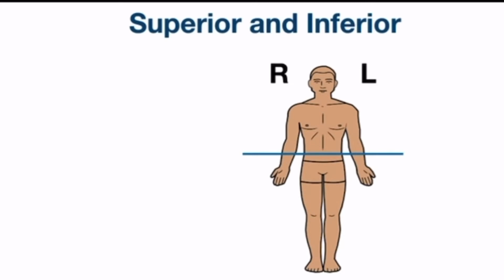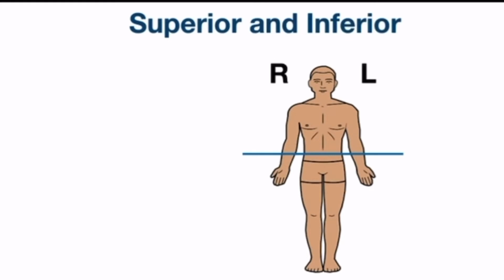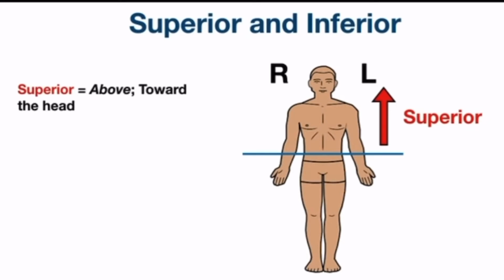Remember in the previous video on body planes that the transverse plane runs horizontally and it divides the body into upper and lower sections. That transverse line is going to be our reference point when describing superior and inferior. If we move toward the head, then we're moving superior. So superior is defined as above or toward the head. You can think of superior and skull because they both start with the letter S, and this can help you remember superior is toward the head.